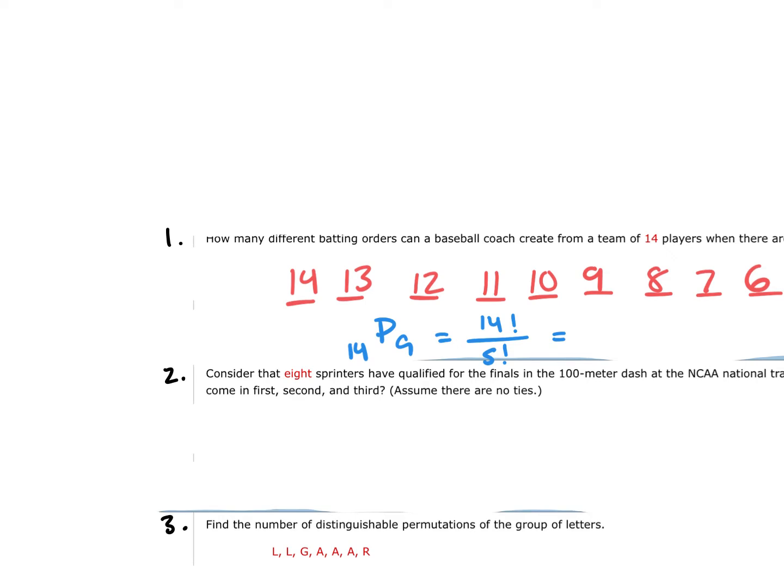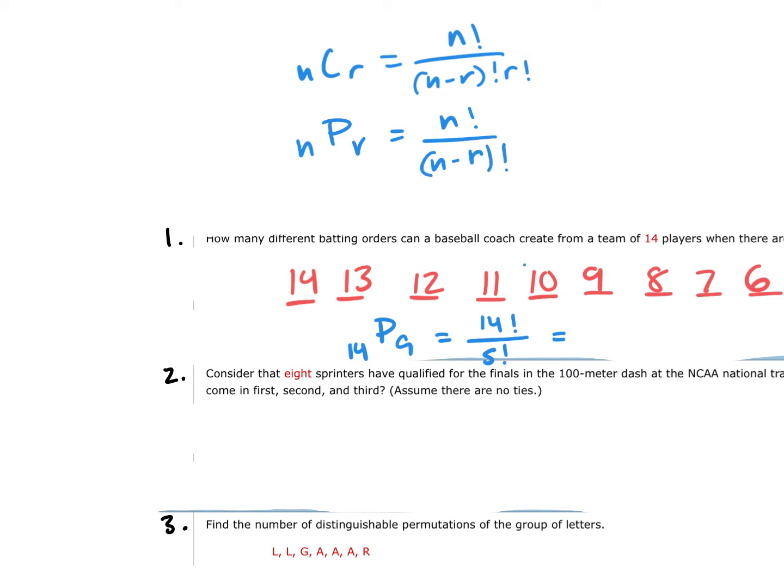So if it's a combination, our formula would be n factorial over n minus r factorial times r factorial. So it's a little bit different. And this one would be n factorial over n minus r factorial. So it doesn't have that extra r factorial on the bottom.